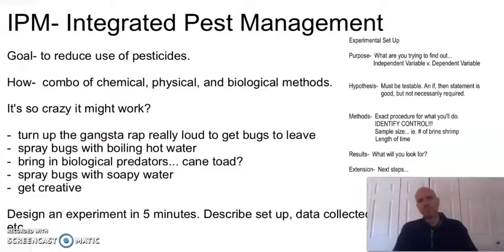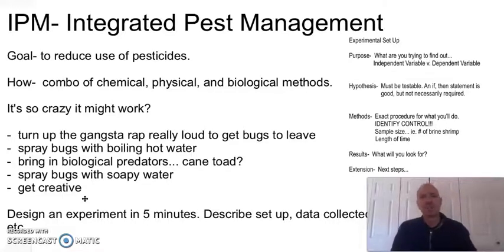What we're going to do now is design an experiment. This is something we're going to enter into the practice AP exam by the College Board. Your goal is to reduce the use of pesticides. How? By a combination of chemical, physical, and biological methods. Here's just a couple ideas that I brainstormed. Could spraying bugs with soapy water work? Could it be that easy? Remember, soap can clog the membranes. Bugs breathe through their exoskeletons.